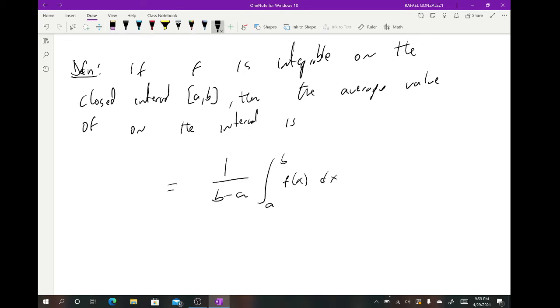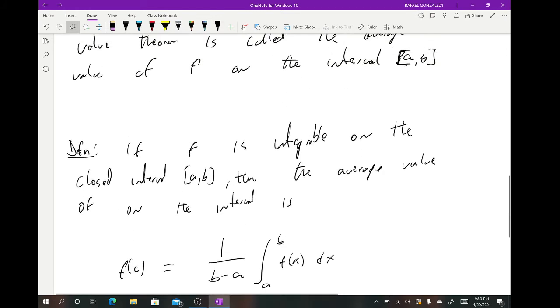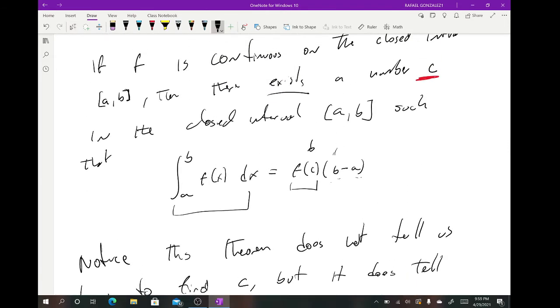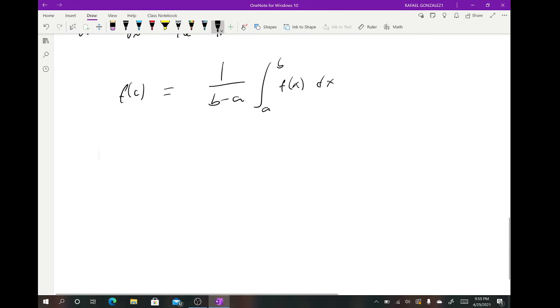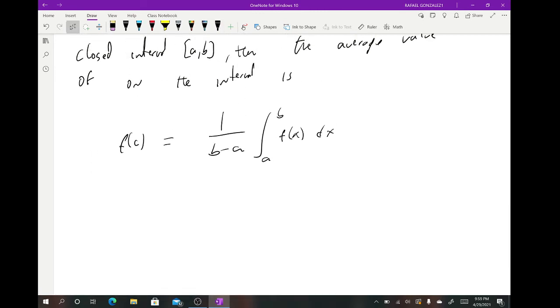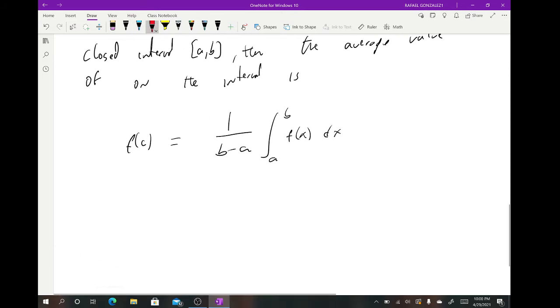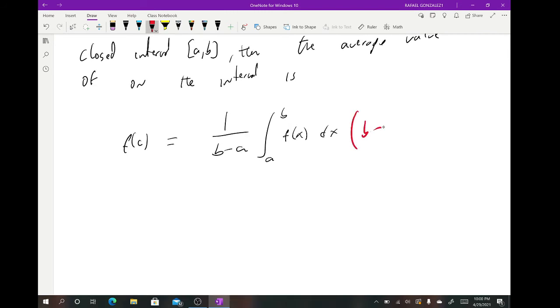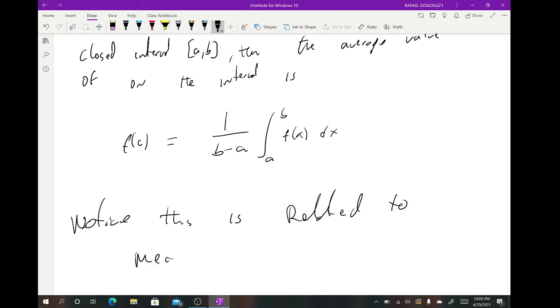Remember, f of c is what we're calling the average value. And notice that this is very closely related to the mean value theorem, and let me show you why. First of all, look at what happens when you multiply through by the reciprocal of 1 over b minus a. If we were to solve for the integral, if you multiply both sides by b minus a, actually let me not do it there, let me do it in the bottom. So notice, this is related to mean value theorem.